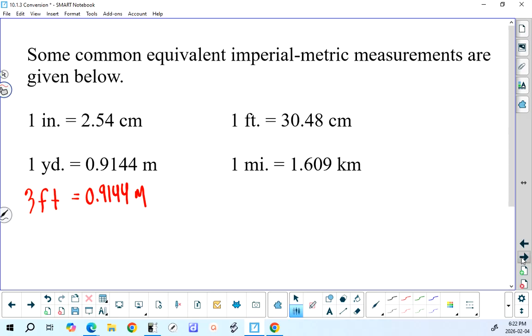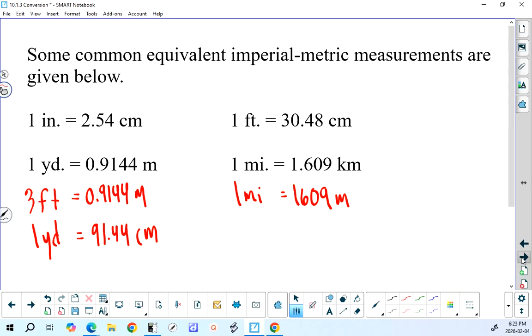You could write 1 yard is 91.44 centimeters because 0.9144 meters is 91.44 centimeters. You can do a lot of these things. I could write 1 mile is 1,609 meters. If I ever wanted to convert meters to miles, well, 1.609 kilometers is 1,609 meters, so I could use that ratio.